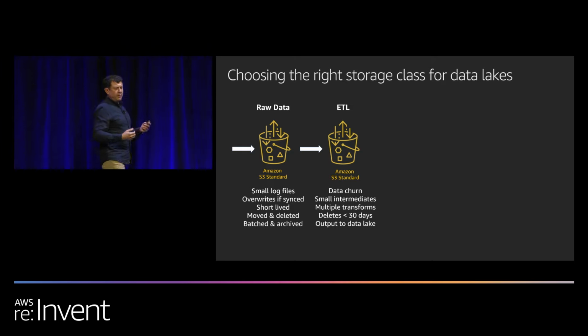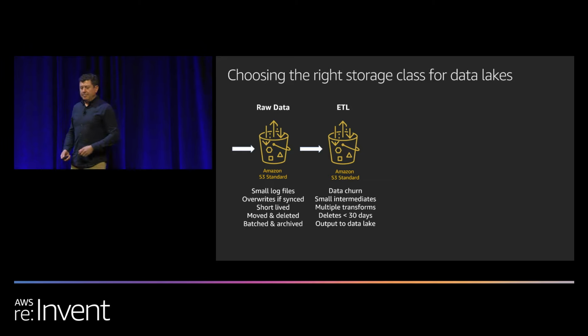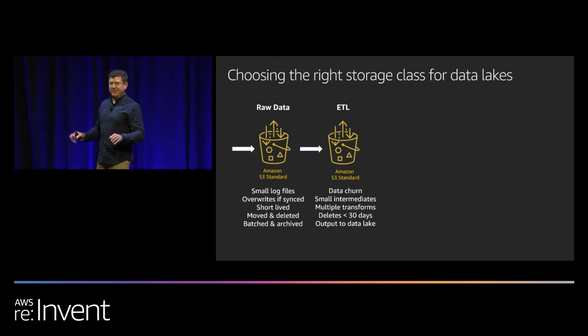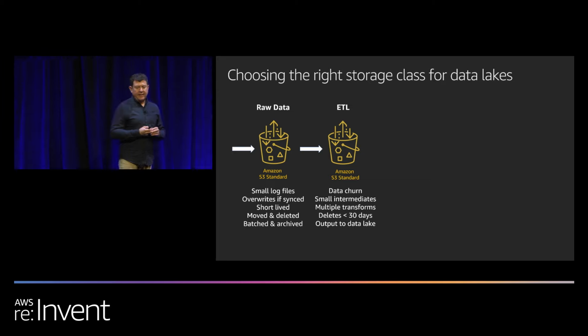So in a data lake, you have all of this raw data being ingested from all over the place. You have log files, things being overwritten, lots of data churn, short-lived. It might be censored data. It might be being deleted. It might be being batched, archived. It's just lots of data movement here. Definitely stays in S3 Standard, right? This is not going to be very long-lived here. And while it's relatively the highest cost storage class, this is a short-lived data set.